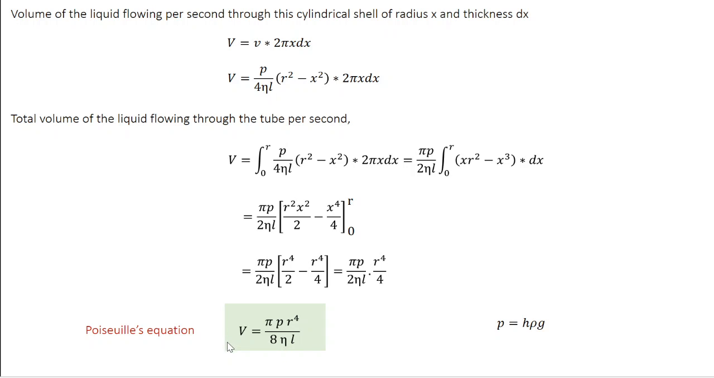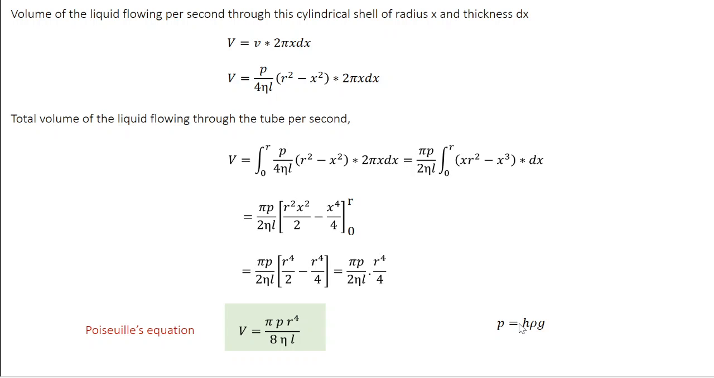This is known as Poiseuille's equation. Typically the pressure P is given as h rho g, where rho is the density, g is the acceleration due to gravity, and h is the height difference in the liquid column.